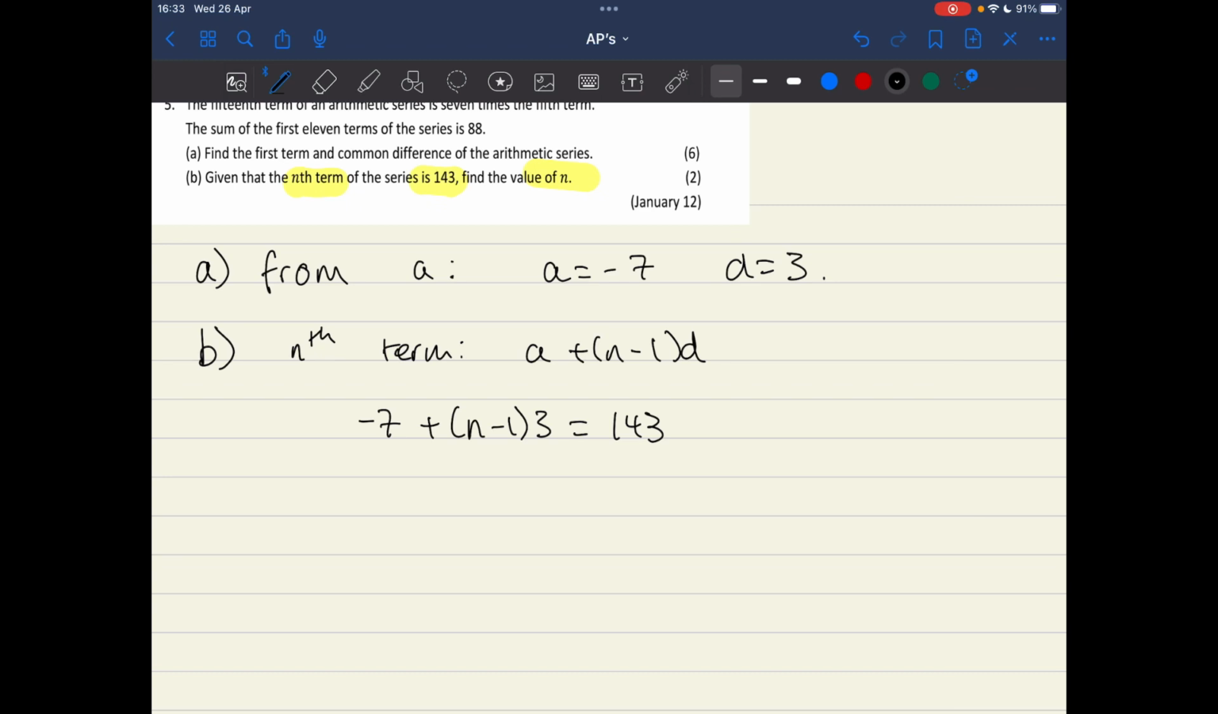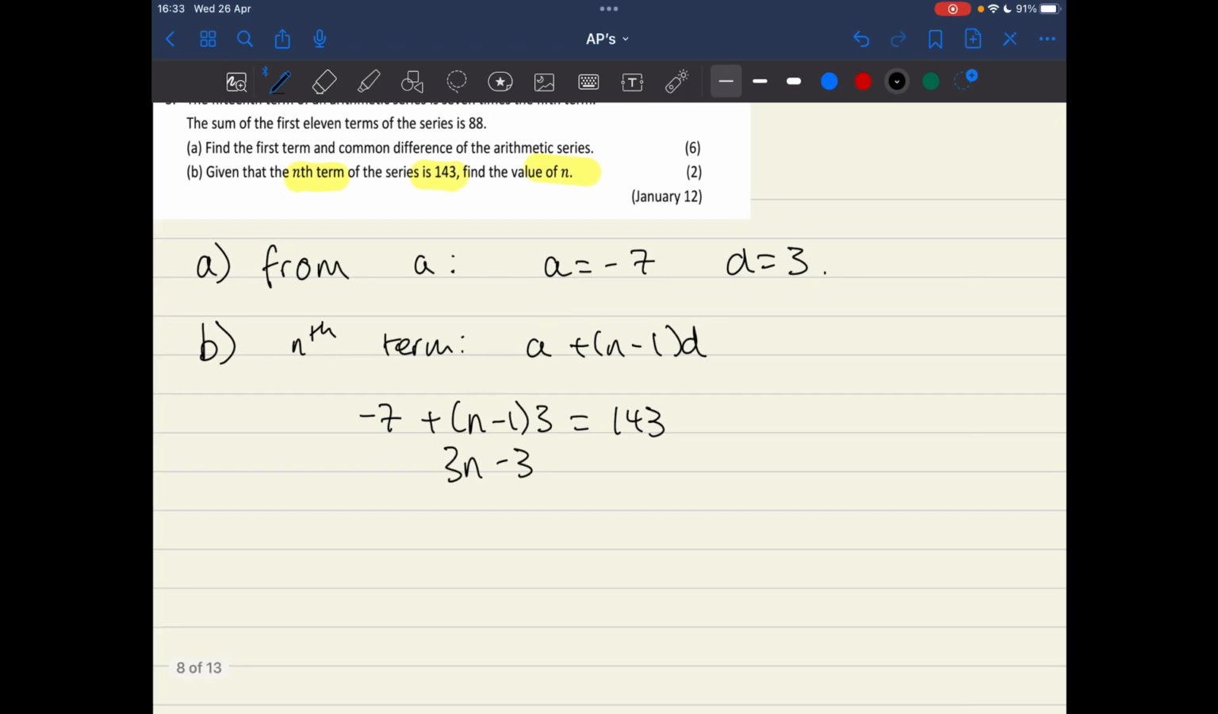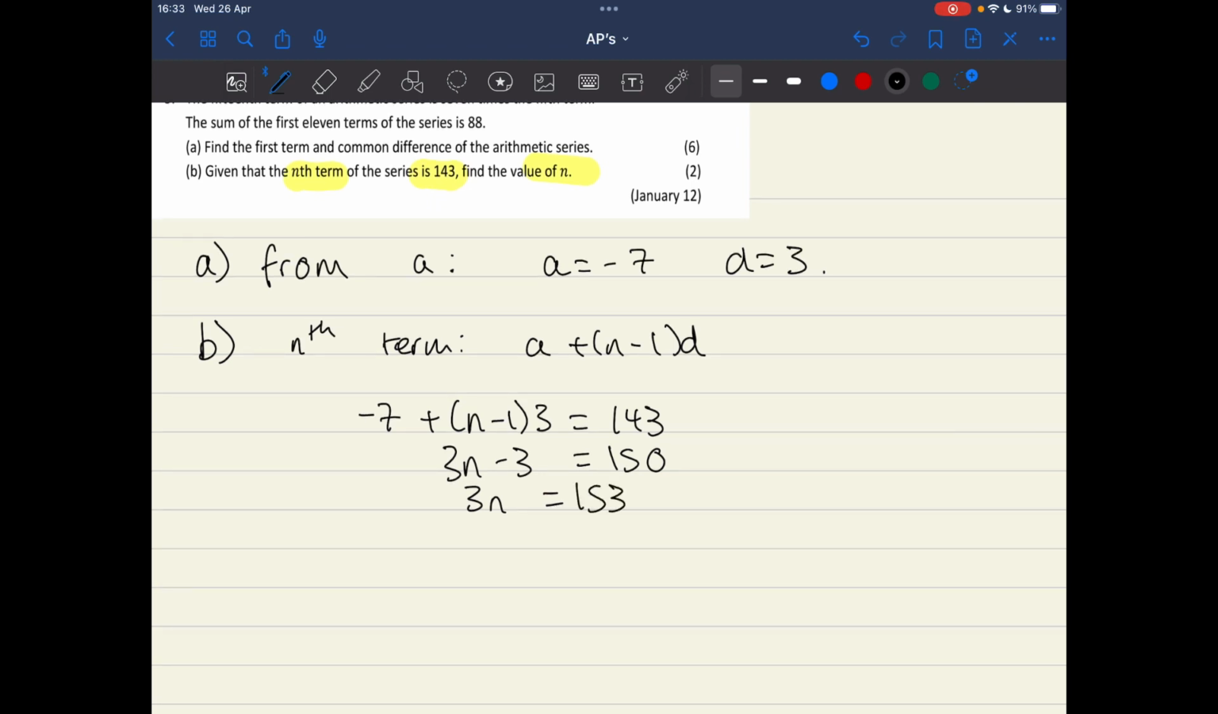So rearranging, so we take the 7 over there. So we got 3n minus 3, open the bracket out, is equal to 150, so plus 7 to each side. Then we can take away, so 3n is equal to 150 plus that, so we get 153. Then n is equal to 153 divided by 3, which n is equal to 51. And that's part B done.